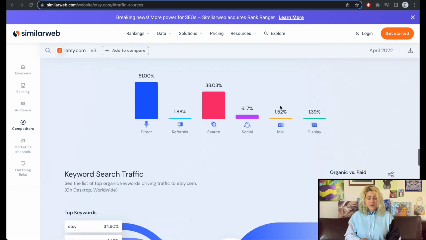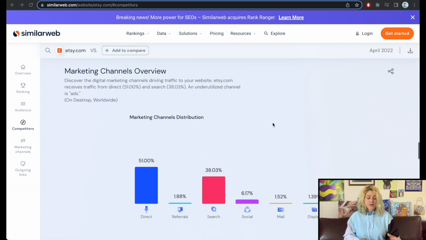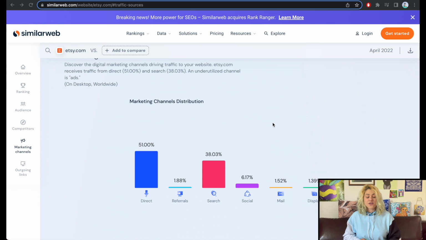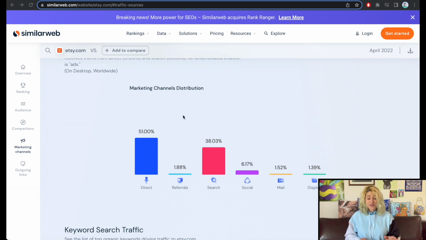But if I go even below this to the marketing channel overview and see where they get their traffic, 51% of all traffic to Etsy is by people literally going online and typing Etsy.com, or hitting direct links that send them to the store. And 38% of everybody that comes to Etsy comes from search results on search engines like Google. 6% comes from social media, and they do have a small retention from their emailing list. And as you can see here, 1.52% from their mailing list.